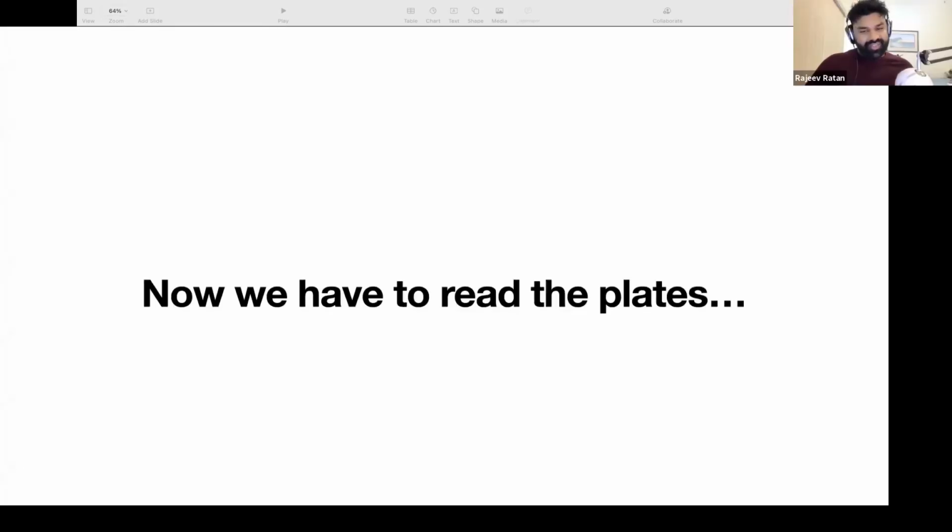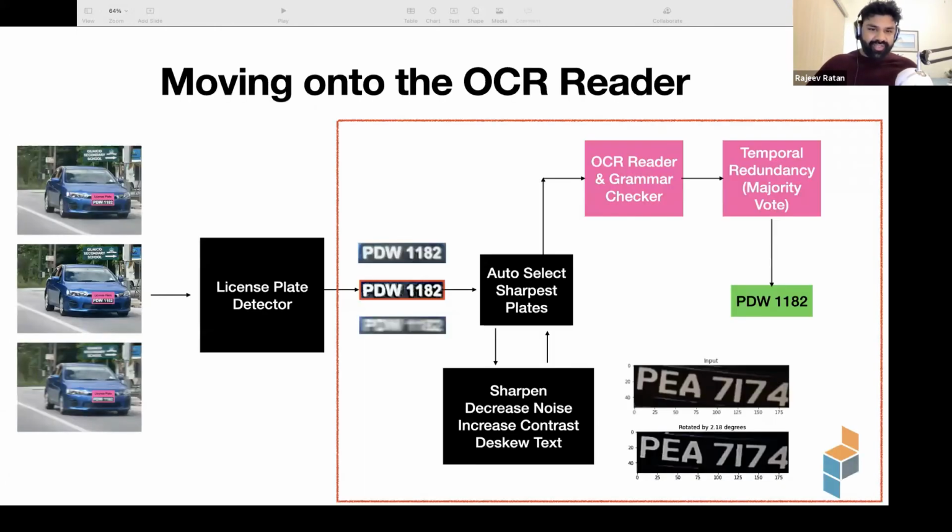So now that we are detecting plates fairly accurately, we now have to read plates. So that's this part of this block here. I wouldn't actually talk about selecting the sharpest plates and the image processing done to sharpen the plates. Those are fairly basic. What I will talk about is the OCR reading part.